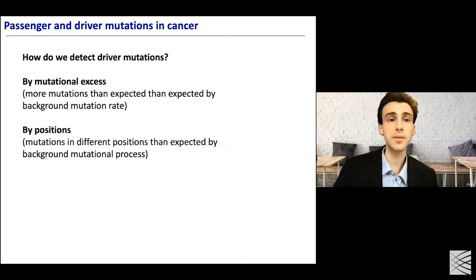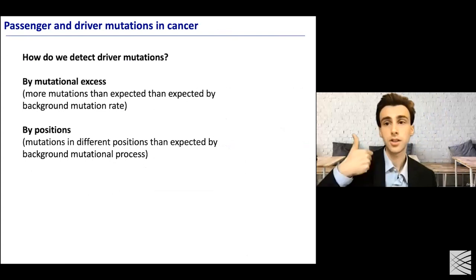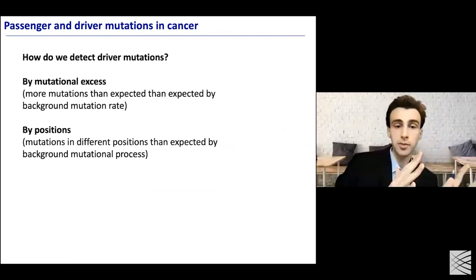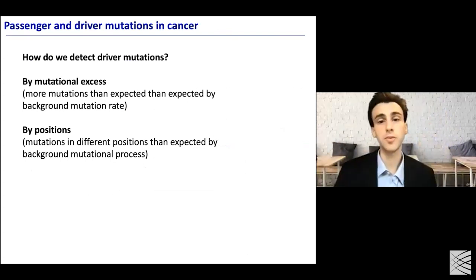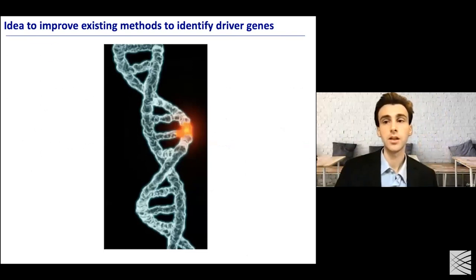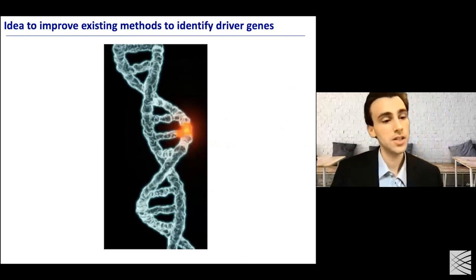All right, so I've basically been telling you there are two different criteria that went into our model: mutational excess, which previous people had been using, and the positions in which mutations are located. So now, obviously, the big question was how?